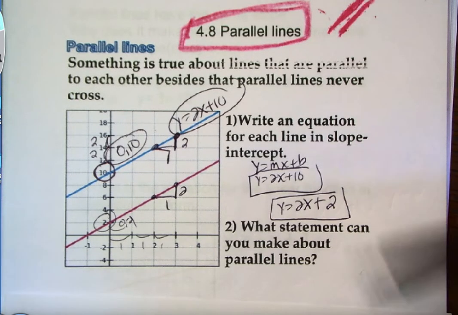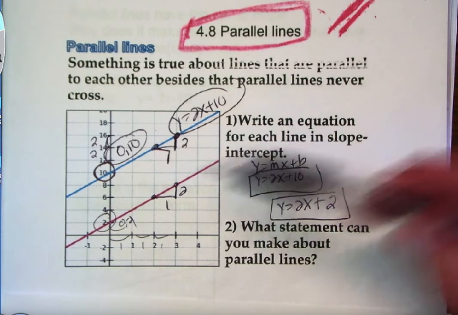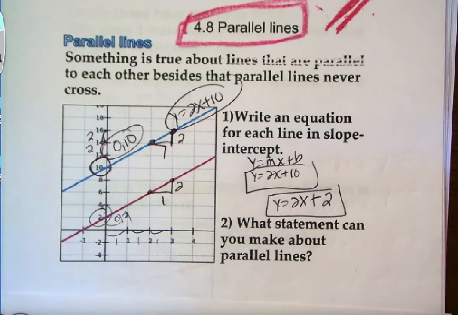Okay, so you write the equation for lines, which we're good at. It has the y-intercept, so we can just write the equation. So now that we can see the equations for parallel lines, what else can we say about them besides that they don't cross? Anything you notice?